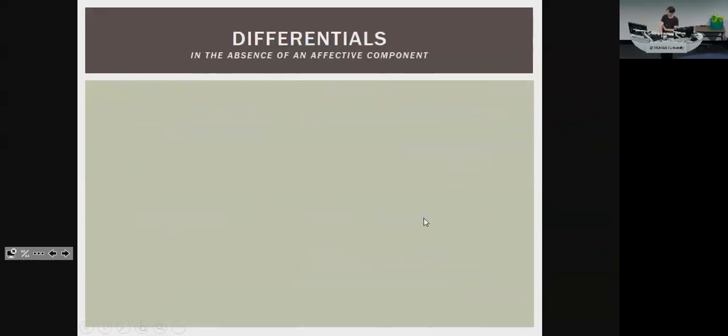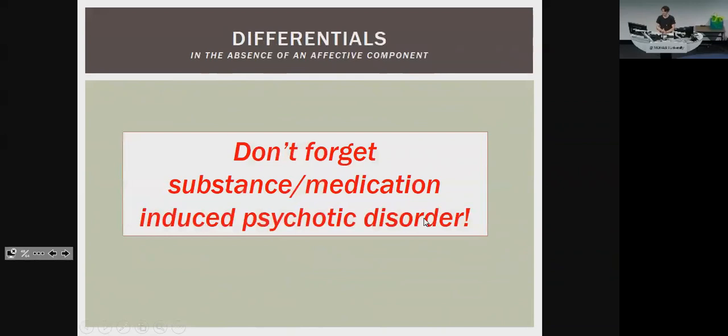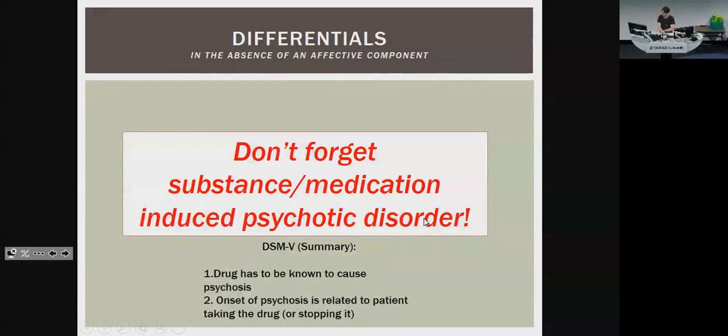Good. Okay, differentials in the absence of an affective component. So if a patient is psychotic and there's no significant mood or emotional component to their disorder, the first thing that you need to rule out is a substance or medication-induced psychotic disorder. This would be a great OSCE, a patient who's come in with an ice-induced psychosis, okay? The DSM is nice and easy for it. All you need is that the substance is known to cause a psychotic illness. And the key ones are methamphetamine hydrochloride, which is ice, thyroxine, corticosteroids, and anesthetic agents. That's it. It's the only four you have to remember. Okay, I'm sure there's others, but they're the ones that I remember.